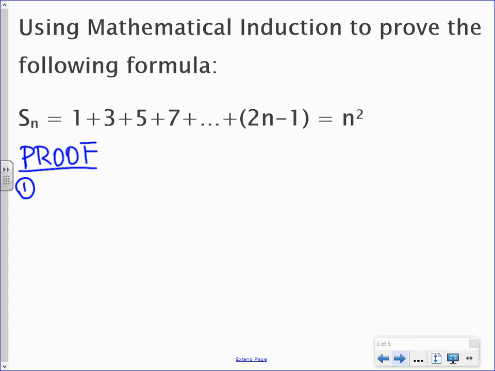What's our first step? Put in your notes what I told you. What was the first step? Prove it to be true for 1.